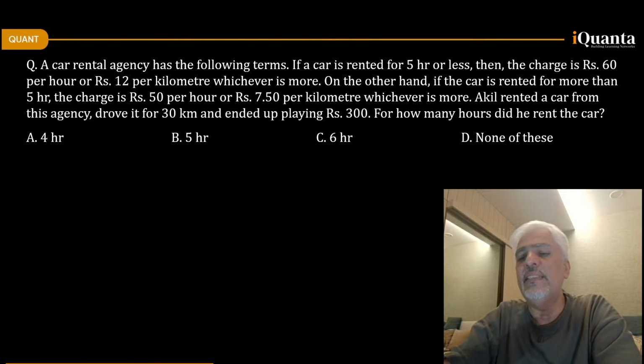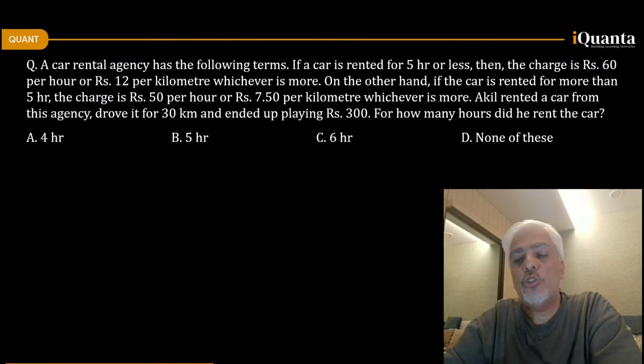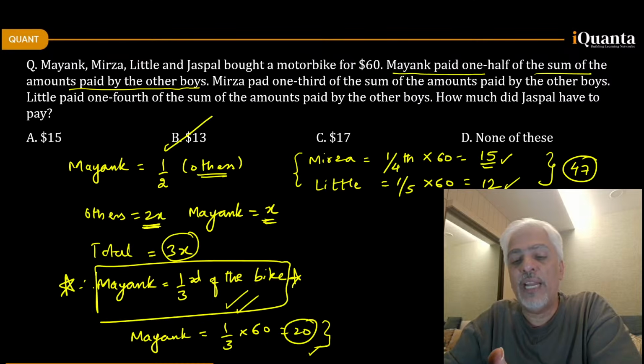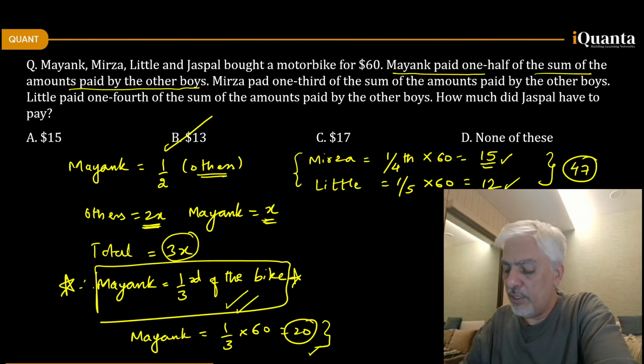I just took, Aditi, I can always take a value, so I assumed others to be 2x. So Mayank becomes 1x because Mayank is paying half of the others. So I assumed others to be 2x, so therefore Mayank becomes 1x, and therefore total becomes 3x. That is the learning which I had, Aditi. Okay, I'm repeating it one more time. Pay attention, everybody.